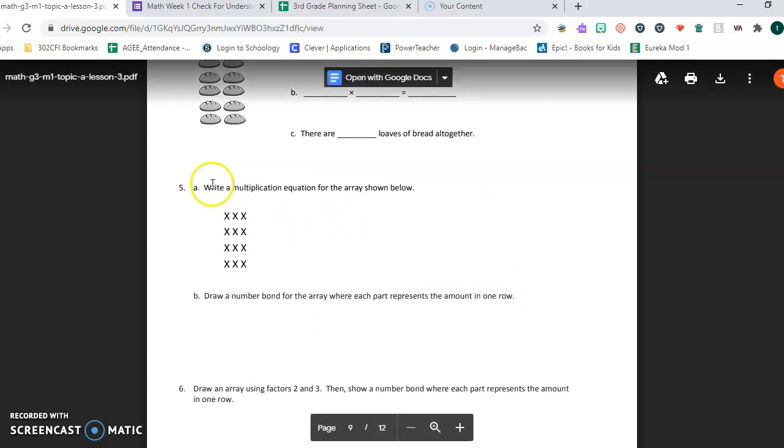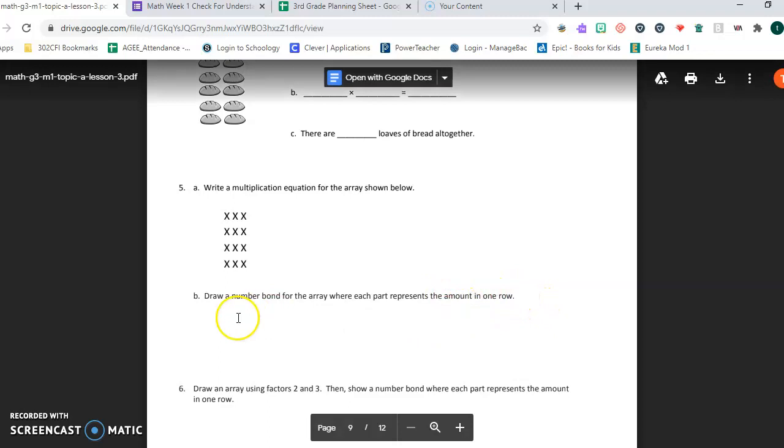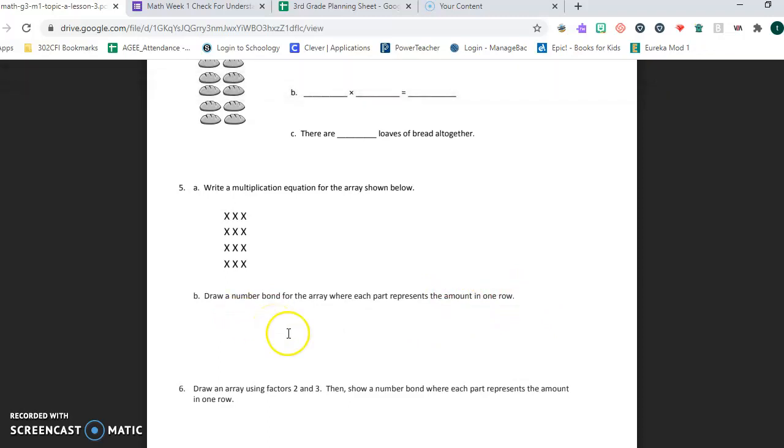And then they ask you to write your own multiplication equation for the array shown below, and then to draw a number bond for the array where each part represents the amount in one row. So the number bond would be the product, would be the circle. I'll have to draw you a picture of this today. I can't draw a picture using this format here. But if you have trouble with this, I can help you with it. I'll definitely show you an example of this during our live session today.